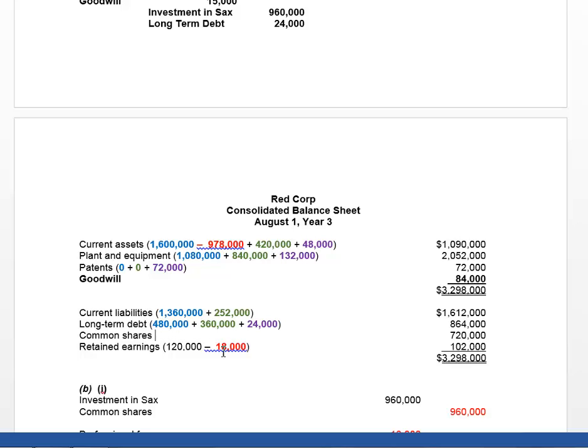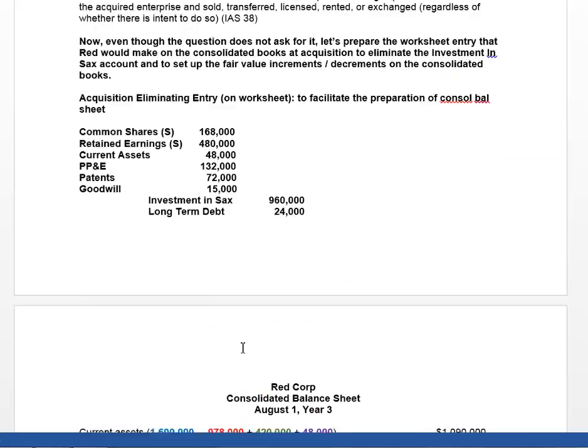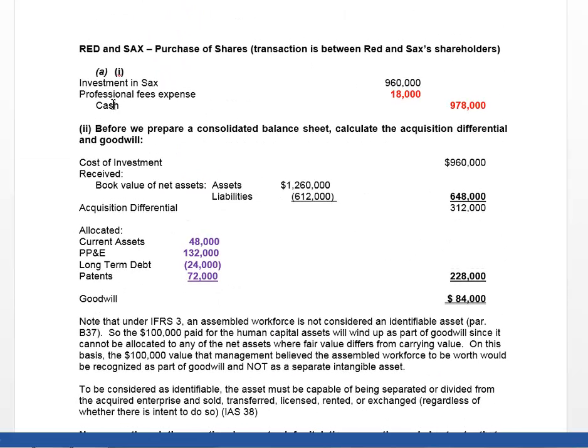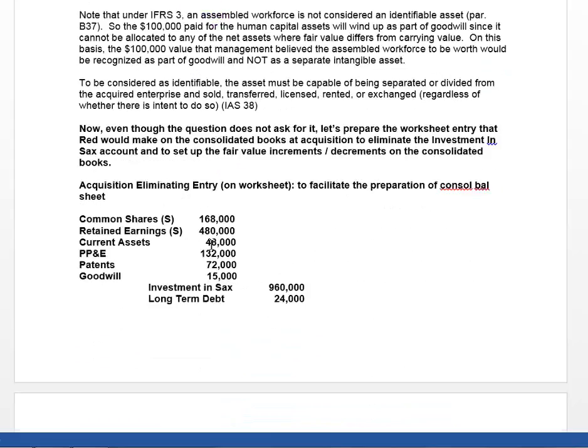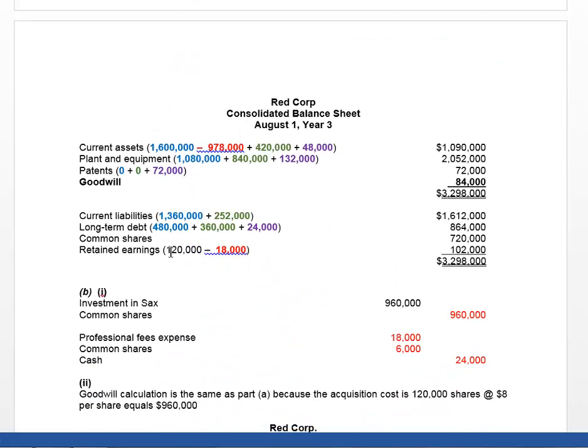Right? So now, the reason I've got this 18,000 is, don't forget, this was the professional fees expense that I included in part A of the question up here, right? Professional fees expense. Well, don't forget, at the end of the year, what would have happened? Red would have closed that out to retained earnings. So because this is the retained earnings balance before the business combination, this is at July 31st, but on August the 1st, they debited those professional fees expense.